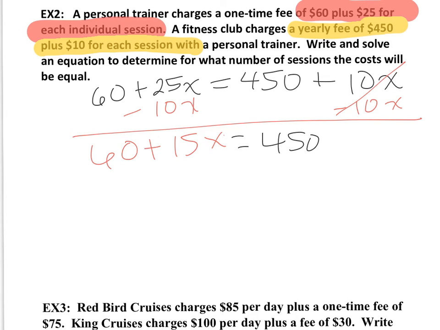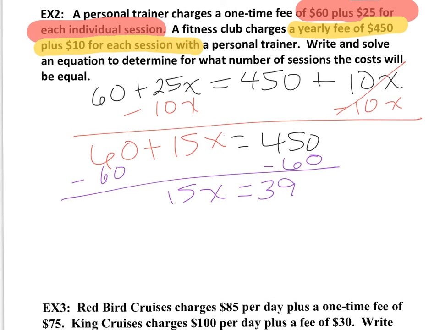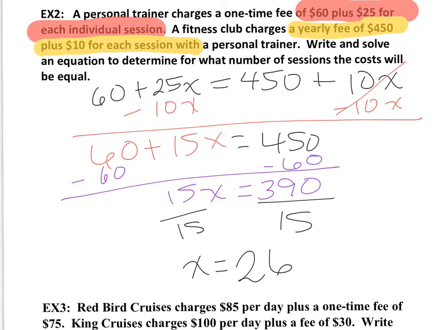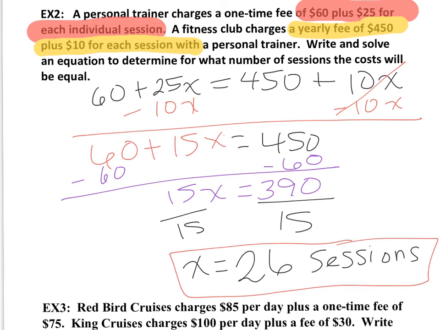Now I end up with a new equation, and I'm going to subtract this time the 60 from the 450. So I have 15x equals 390. The last part, I'm going to divide each side by 15, and then x would equal 26. So 26 ends up being the number of sessions when they become equal to each other. So at that point, having a personal trainer and the fitness club, they are now equal once you pay for 26 sessions.